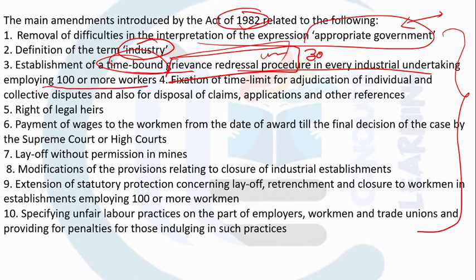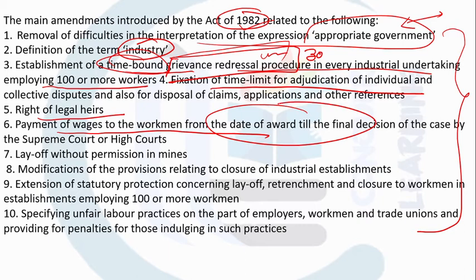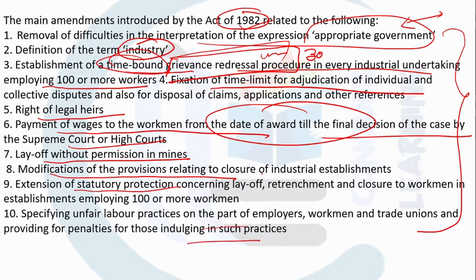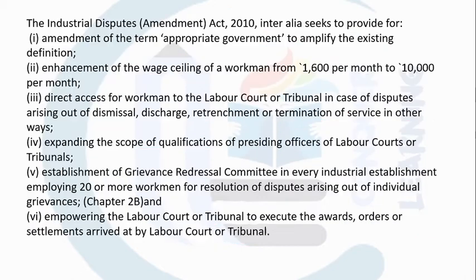So this was the old one. Then fixation of time limit of adjudication, right of legal hire, payment of wages to the workmen from the date of award till the final decision if it is pending with the Supreme Court, layoff without permission in mines, modification of provisions, extension. So these are not of that importance. So these were the 1982 provisions or amendments.